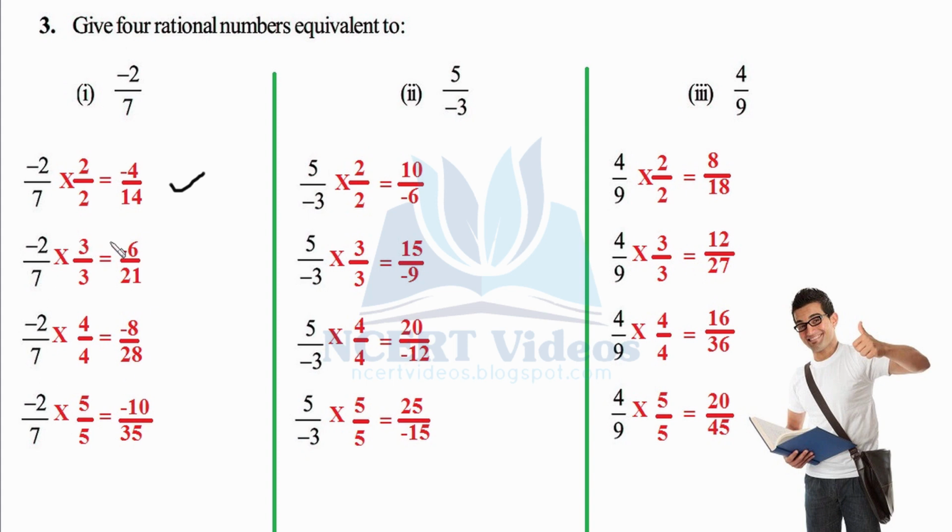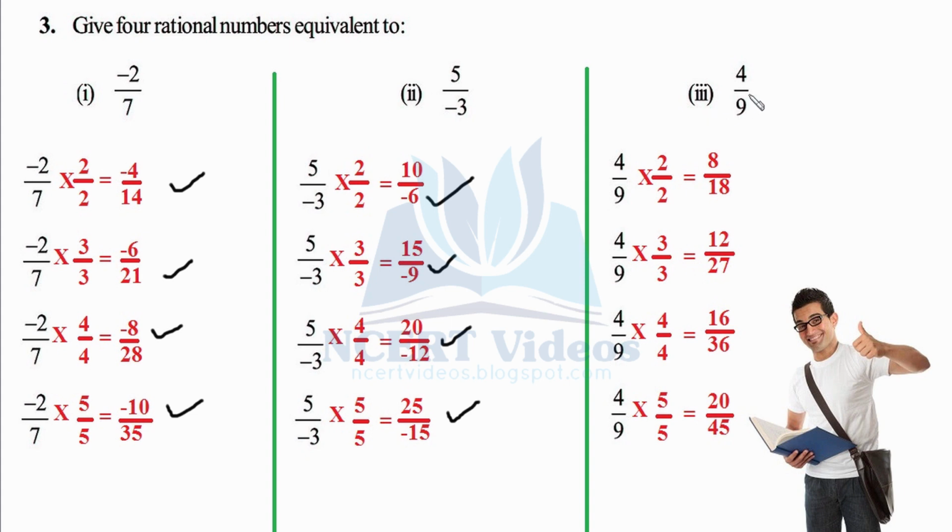Rest is very easy. 3 into 2 is 6 with the minus sign, 7 into 3 is 21, 4 into minus 2 is minus 8, 7 into 4 is 28, and likewise this. Similarly for the second, 5 into minus 3, multiply it with 2 on both sides, you get 5 into 2 is 10, and 3 into 2, minus 6, because here it is minus. 5 into 3 is 15, minus 3 into 3 is minus 9, and with the same method, you can do the rest of them.